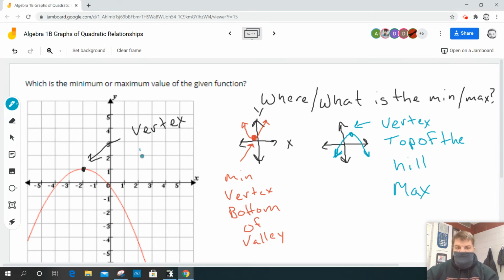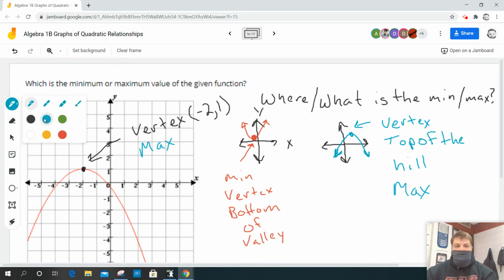So this has a max, and then the maximum value is the Y value. So the vertex occurs at -2, 1, right? Because I start from the origin, I go over 1, 2, and then I go up 1. But my maximum value is just the Y value. So it'd be Y equals 1.